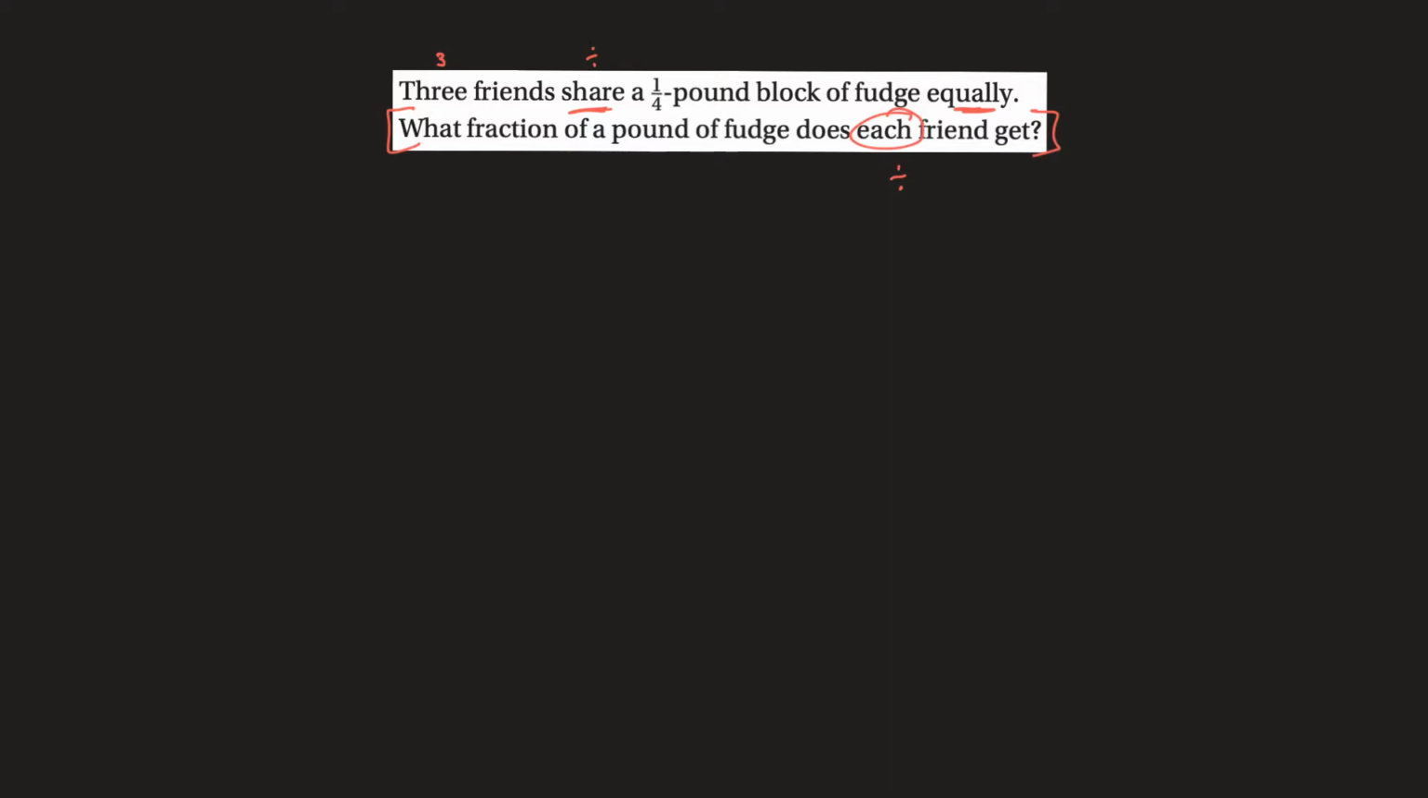I'll do the picture first. I'm going to draw this 1/4 pound block of fudge. This would represent 1 whole pound. This represents 1 whole, but they don't have 1 whole. They only have 1/4. So what I would do is split this into fourths, and what they have is just this part right here. This part that I have shaded is what they're sharing, because that's all they have.